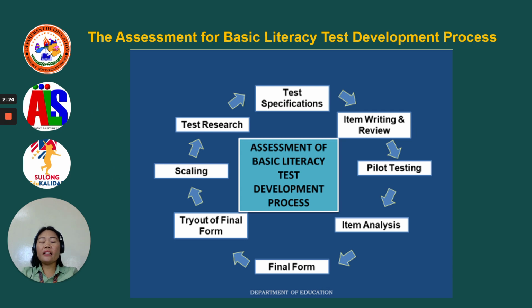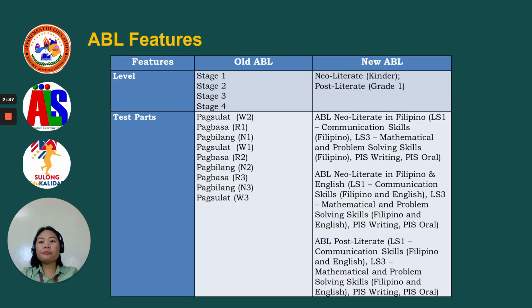The new ABL was developed through a rigorous process to establish equivalence with the formal school levels, from test specifications down to the test research. These are the comparisons between the old and the new ABL. For the features, the old ABL has 4 stages and the new ABL has 2: the neo-literate or kinder, and the post-literate or grade 1.